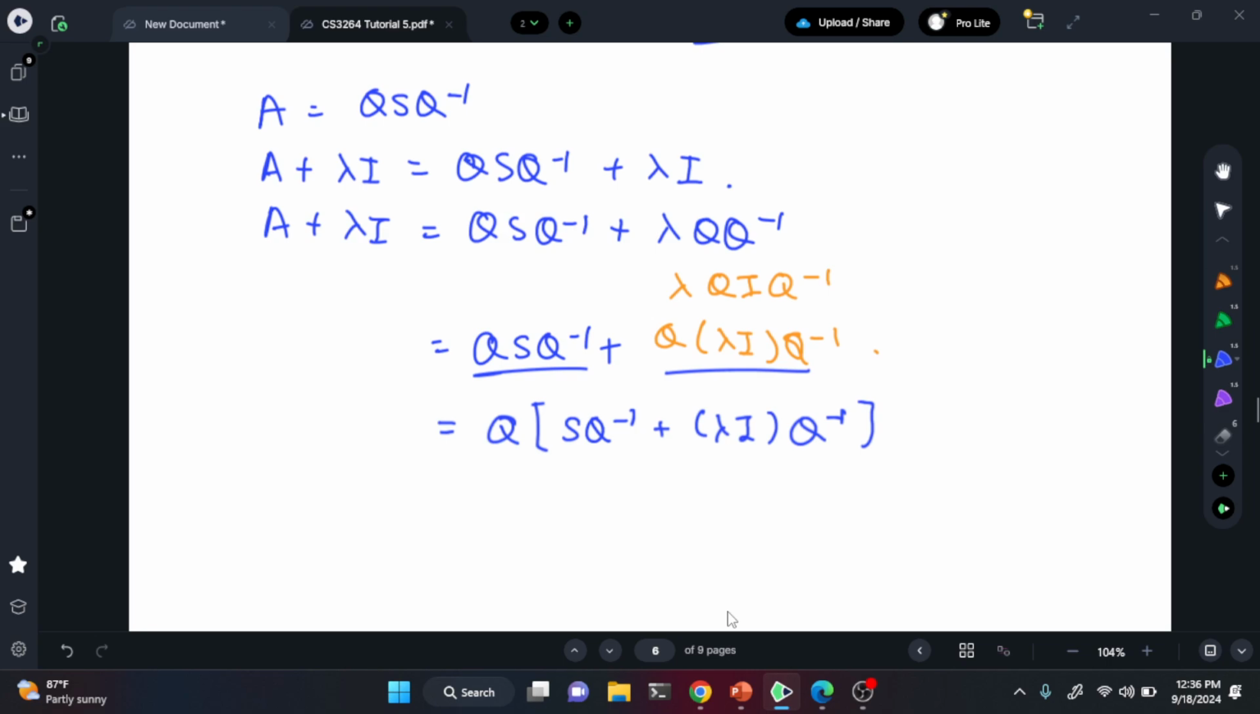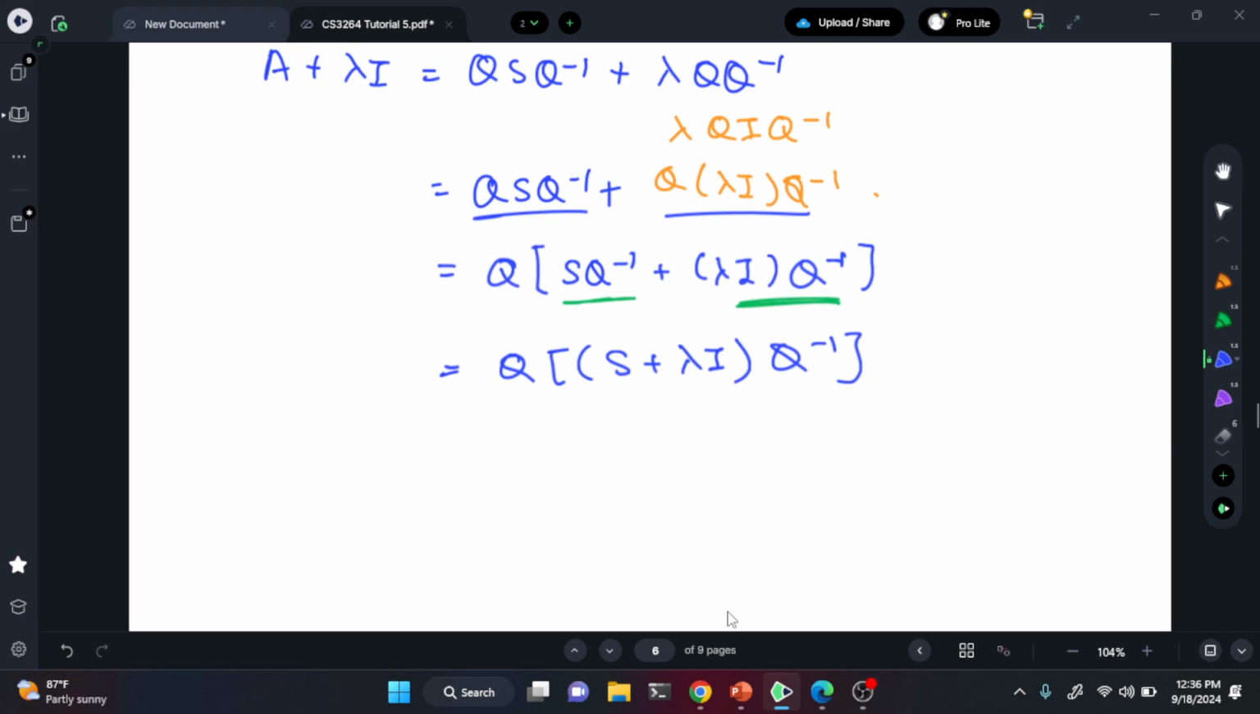Okay, then I will see that inside this, both of them have Q inverse at the end. So I can use the distributive property again, but then because the Q inverse happens at the end, I have to maintain the order of the multiplication. So then I can separate this further down. This will be Q of, this will be S plus lambda I Q inverse. Questions? Note that I cannot say Q inverse at the front because I have to preserve the order.